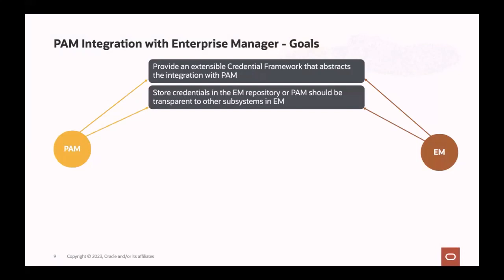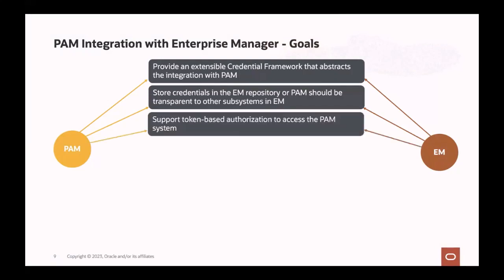Next is about the credential supply to the subsystems. The integration ensures that the credentials for database or host, whether it is stored in the EM repository or in the PAM store, can be supplied to the various subsystems in EM whenever required. Next is about the authorization. As PAM solutions are designed to provide secure access control, the integration with EM should support token-based authorization. This ensures that the authorized users or process can retrieve and use the credentials stored in the PAM system.